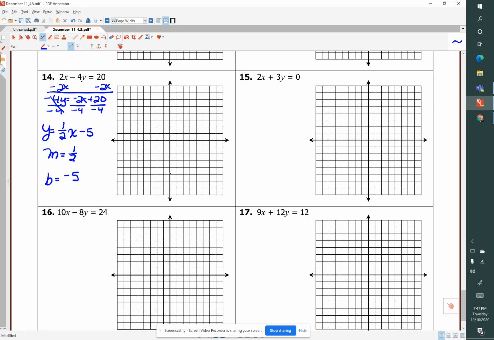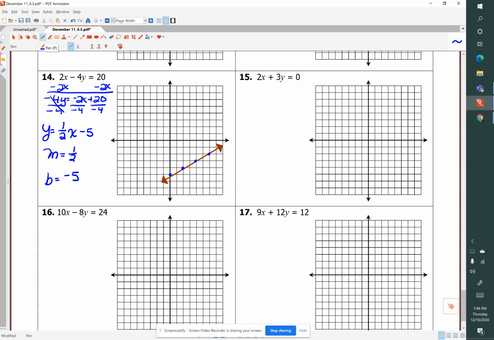So we'll plot that y-intercept, and then we need a slope of positive 1 over 2. So we'll have kind of a shallow, more gradual slope to this. And we'll connect those. And there's the line of y equals 1/2 x minus 5.